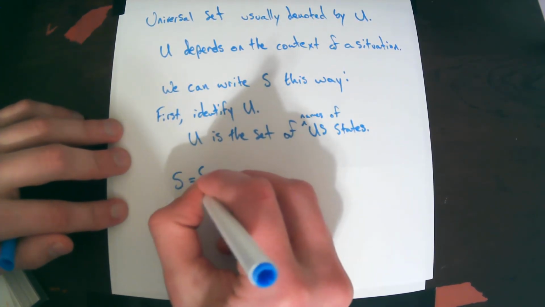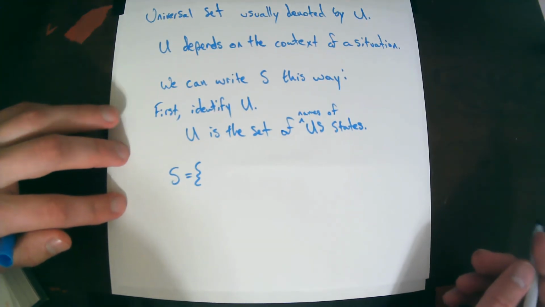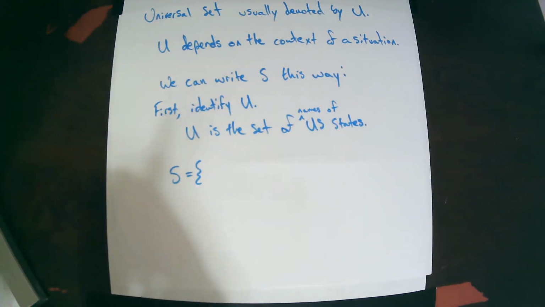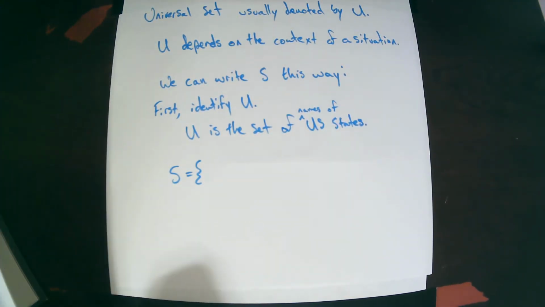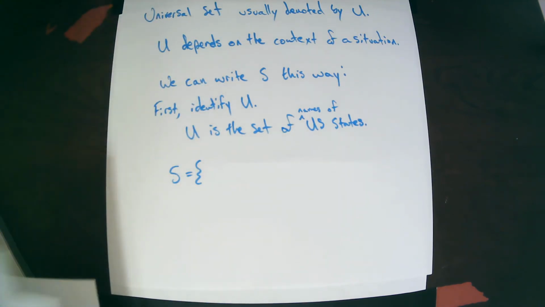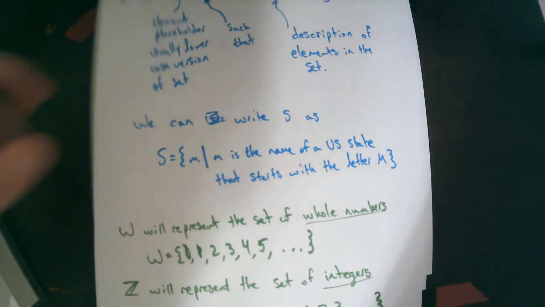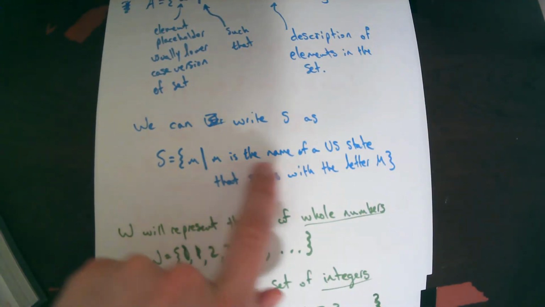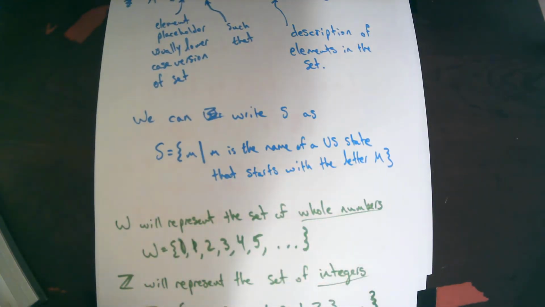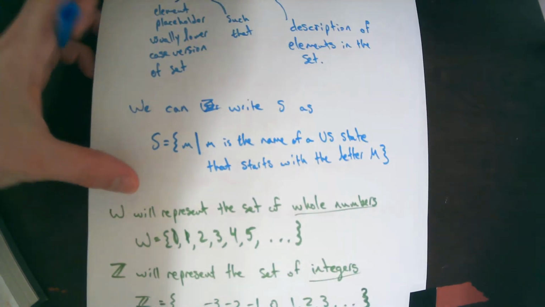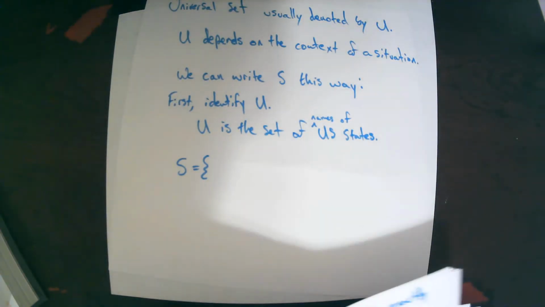S, writing in set builder notation now instead of roster notation. So we wrote it in set builder notation back here, m, such that m is the name of a U.S. state that starts with the letter M. Remember that. Still kind of a mouthful, though.